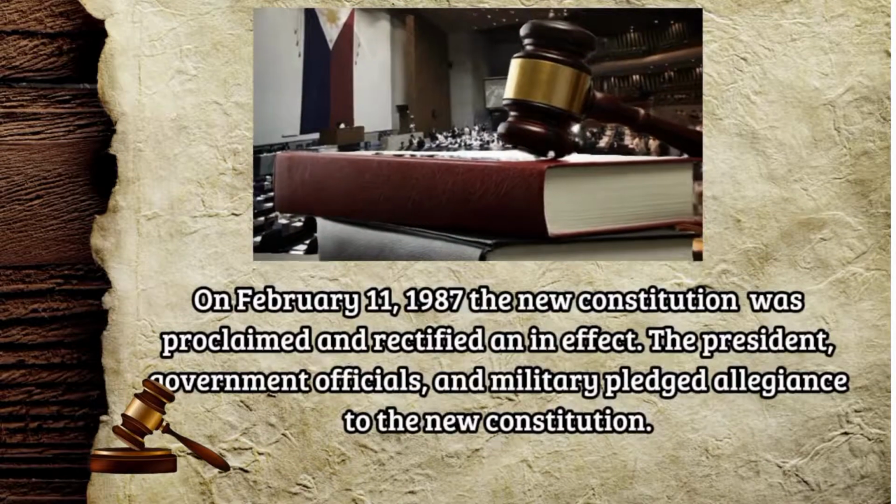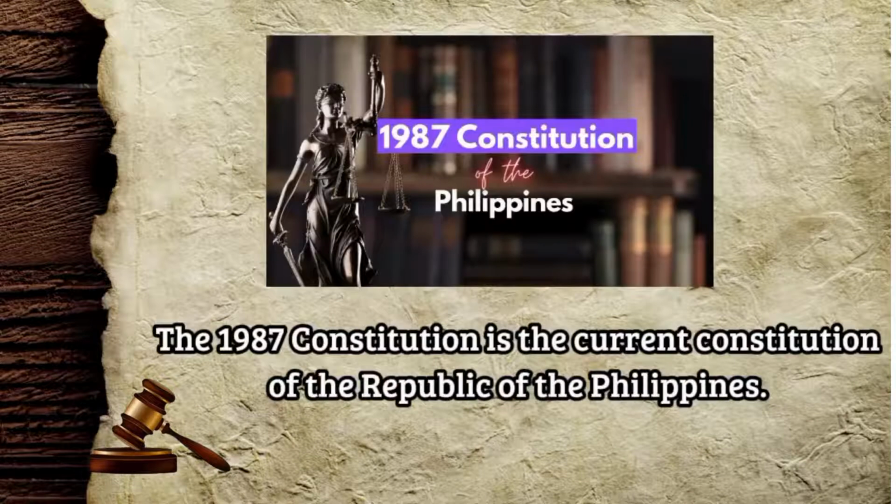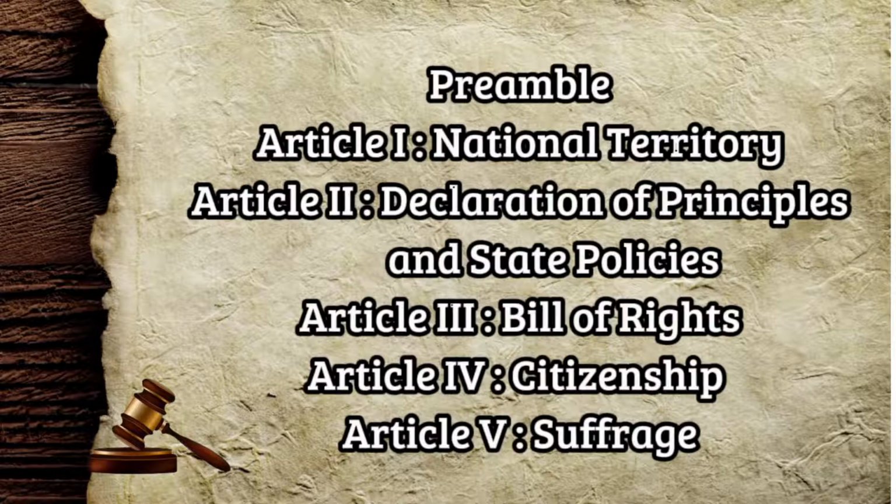On February 11, 1987, the new constitution was proclaimed and ratified in effect. The president, government officials, and military pledged allegiance to the new constitution. The 1987 Constitution is the current Constitution of the Republic of the Philippines. The complete provisions of the 1987 Constitution are as follows.